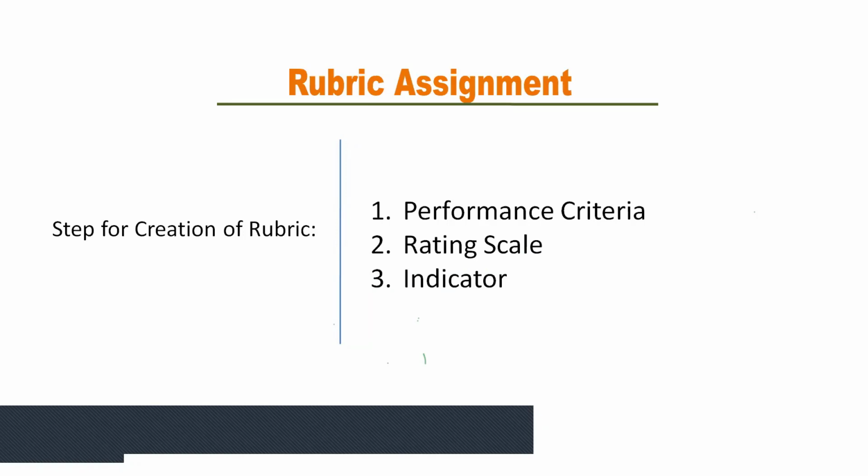For example, if I take the 5-point scale for one criterion, it can be excellent, it can be good, it can be average, poor, or unacceptable, like this one. So this is called the rating scale that we have to identify. Third is the indicator. Indicator is the description of each rating scale corresponding to the performance criteria. Right? Okay.